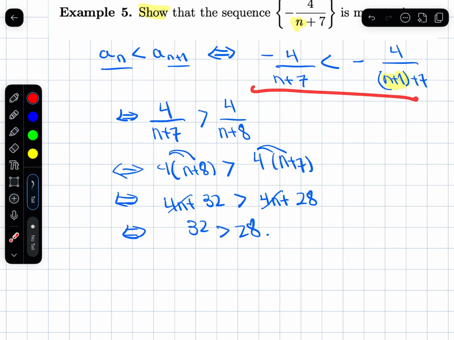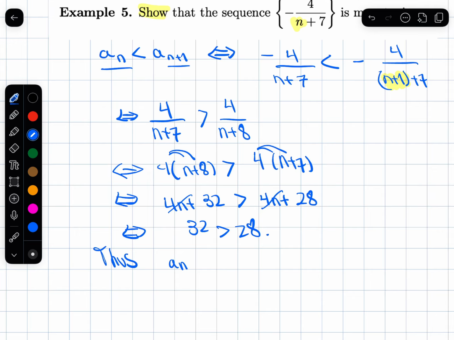I've only applied legal, reversible, mathematical moves here, basically. All of those operations that I've done here are invertible. I can undo them and keep the expressions being true. So if I arrived at a true inequality, that means I started with a true inequality to begin with. And so we can say that a_n is, so the a_(n+1) got bigger, which means it is increasing, which means it's also monotonic.